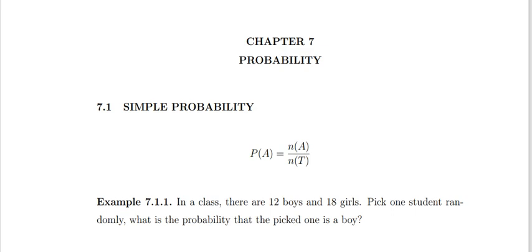Okay, so this chapter is about probability. So what is probability? Probability is just a possibility or percentage: how much chance that something can happen. So how do we find those percentages, or the chance, the probability?